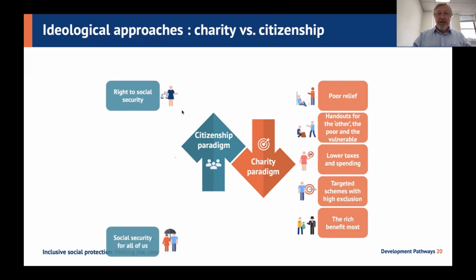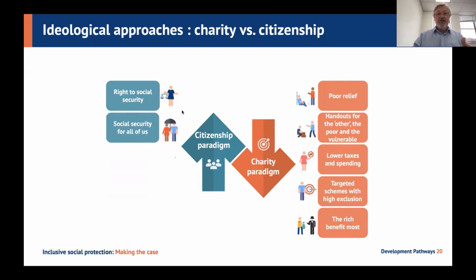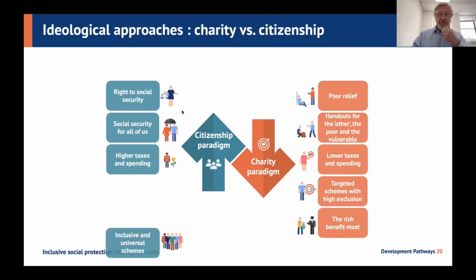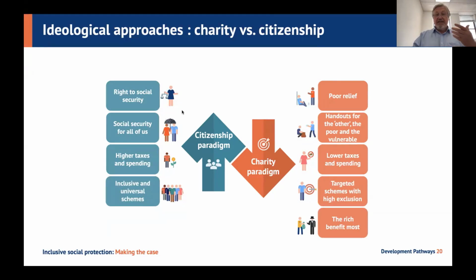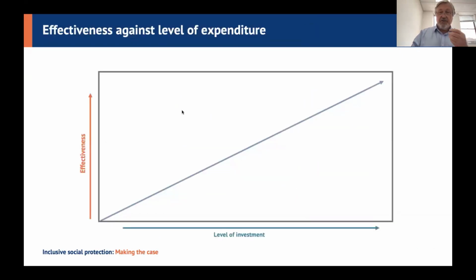That's why the rich tend to prefer poverty-targeted schemes, as compared to a citizenship paradigm, which is more to what we've moved towards in Europe, based on the right to social security of everyone, for everybody, which is based on the recognition that we have to have higher taxes and spending, which of course come from the provision of universal services. The schemes are much more inclusive and are given to everybody in society. And of course, the poor benefit most from universal schemes.